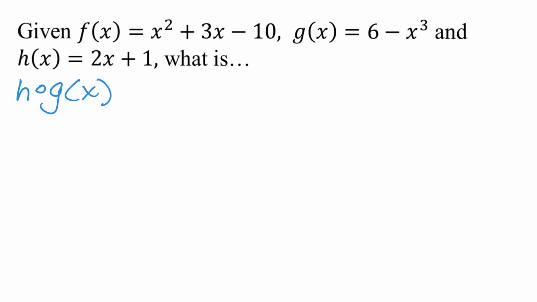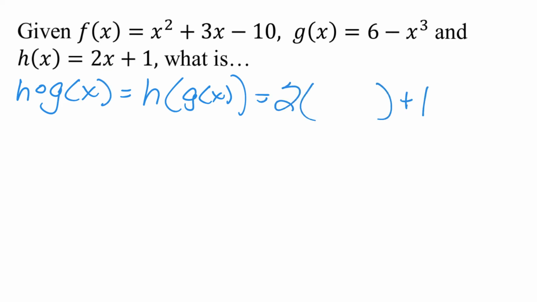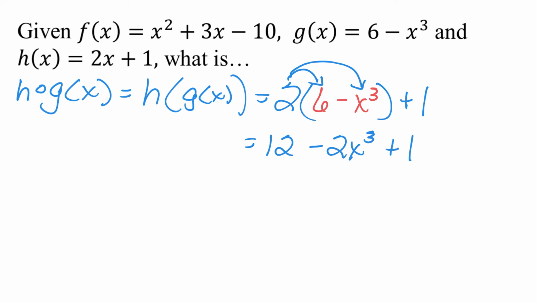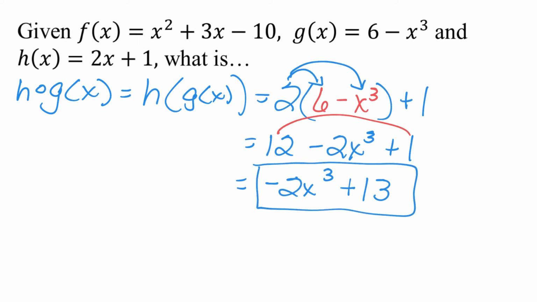Next, we're going to look at h composed g of x, which in turn means that g of x is going to be the input into h of x. So g of x is going to go right here with the x. And we go ahead and simplify this expression. And then we combine like terms and get it written in standard form. And so h composed g of x is -2x cubed plus 13.